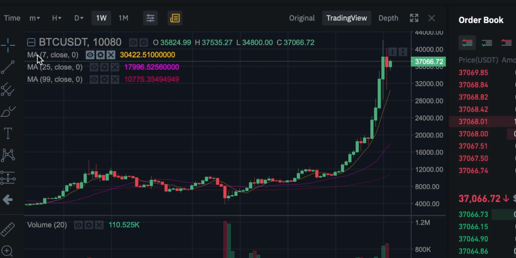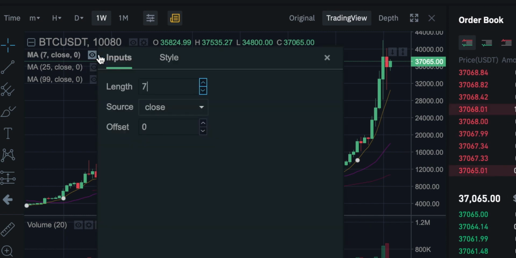You can come up and change these very easily. So if you come to the 7-day moving average, we can come through to show or hide. That will obviously hide it if you want to. And we can come to format as well. If we come to format, you can actually change this really easily. Go to length, maybe change that to a 10-day moving average.